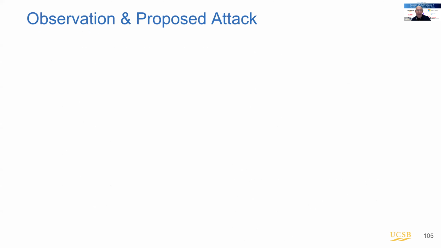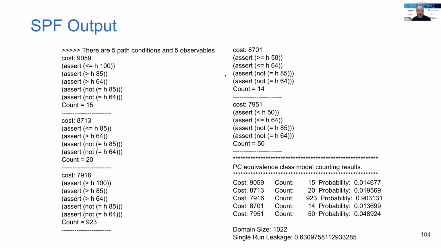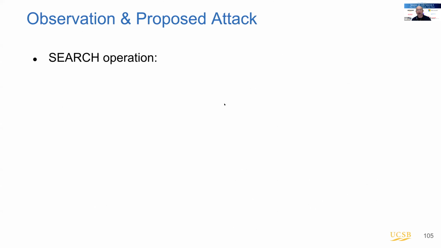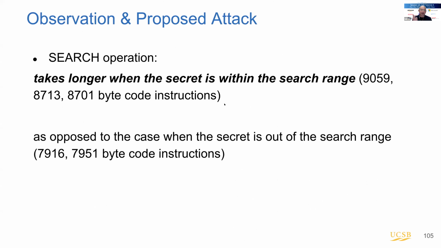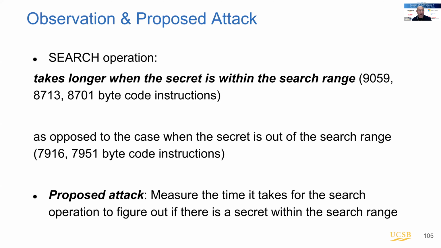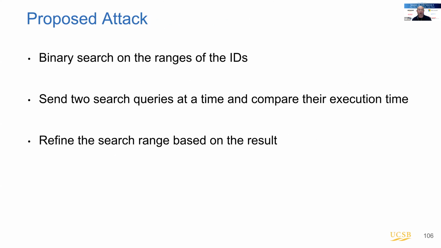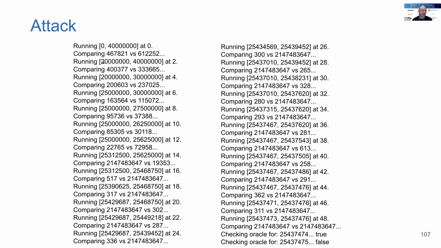And you can see this from these cost and path constraints. So basically what happens is, if there is a search that includes a secret ID, they log this. They don't report it in the main channel, but they do logging: there was a search, there was a secret within that search range, and they report this, and that increases the number of instructions. So from this, we developed an attack for this code and implemented it. Basically, we do a binary search on the range of IDs, and we can find the secret.